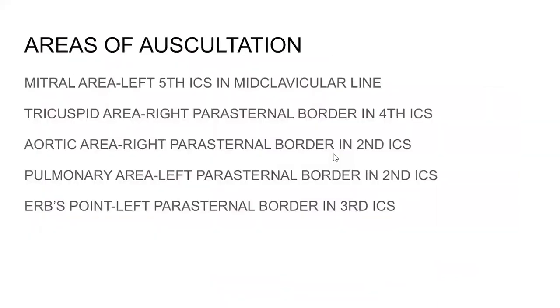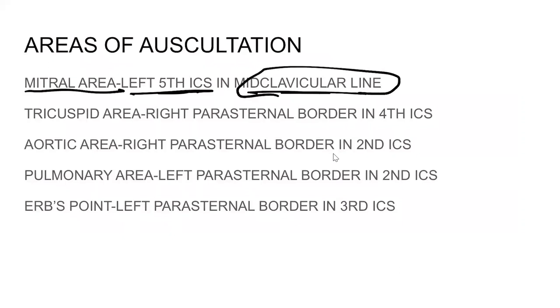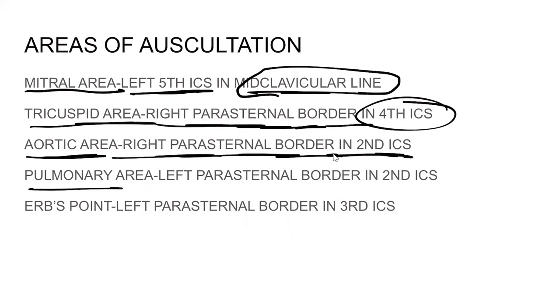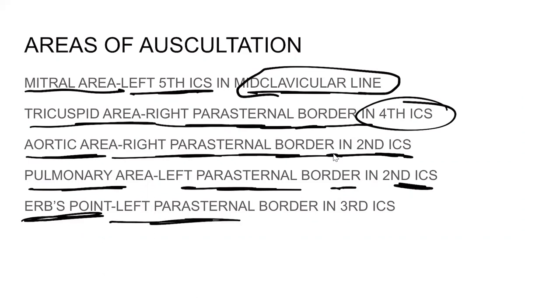Now, areas of auscultation. First area is the mitral area. It is in the left fifth intercostal space in the mid-clavicular line. Okay. Tricuspid area is the right parasternal border in the fourth intercostal space. Aortic area is the right parasternal border in the second intercostal space. Pulmonary area is the left parasternal border in the second intercostal space. And Erb's point is the left parasternal border in the third intercostal space.